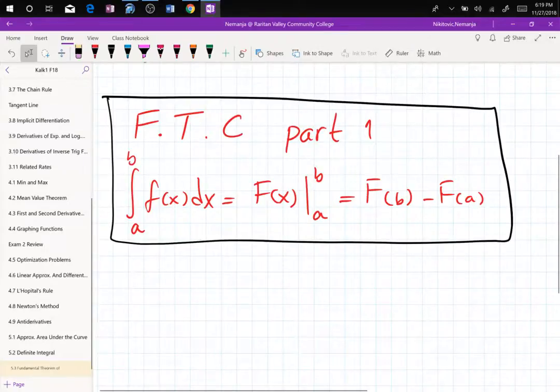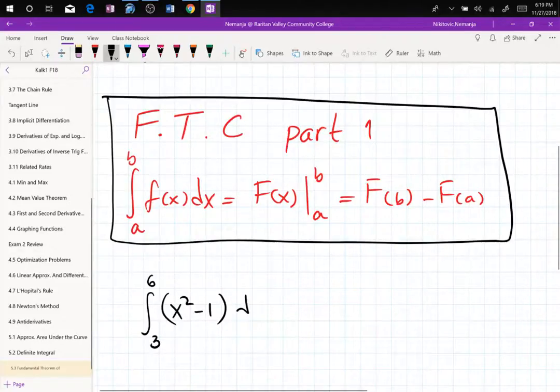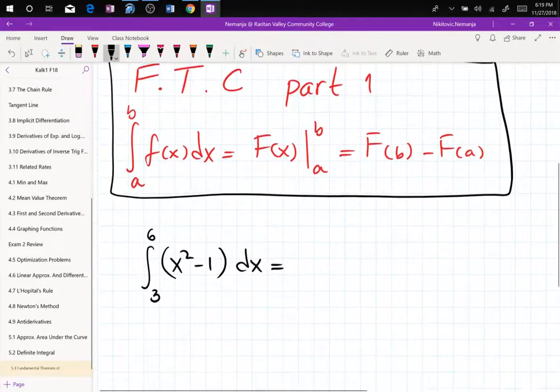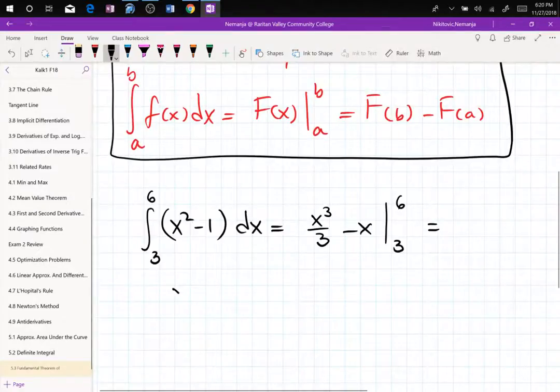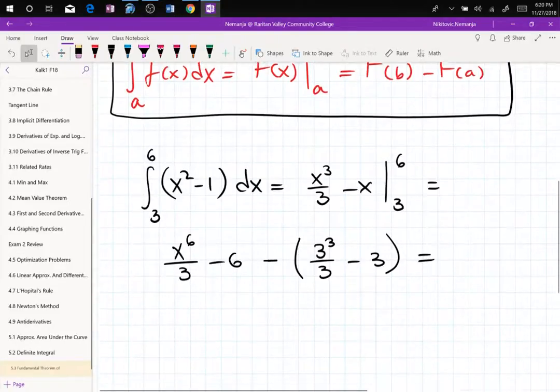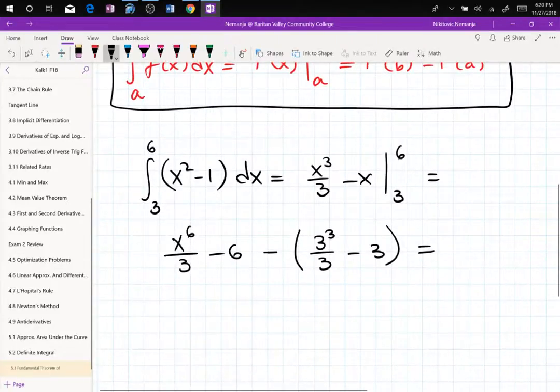The examples of this you've seen last class. Integral from 3 to 6 of x squared minus 1 dx. So our antiderivative here would be x cubed over 3 minus x, all of that computed from 3 to 6. We plug in 6 everywhere, which is 6 cubed over 3 minus 6. And then minus, we plug in 3 everywhere, which is 3 cubed over 3 minus 3. And now we do a fair amount of arithmetic.